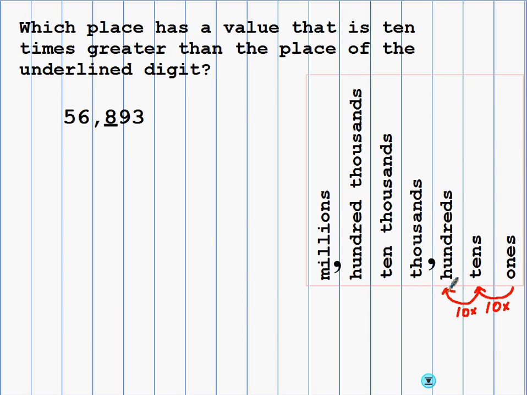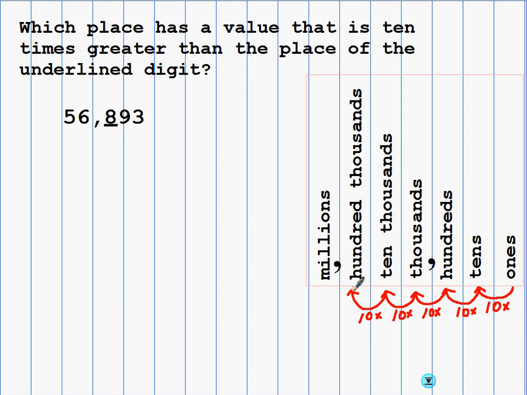All right, let's move from the hundreds place to the thousands place. Again, it takes 10 hundreds to make 1,000. So we've increased again 10 times. And you've probably figured out now that this pattern will continue on. It takes 10 thousands to make 10,000. It takes 10 ten-thousands to make 100,000. So each time we move left, we're increasing the value of that place by 10.